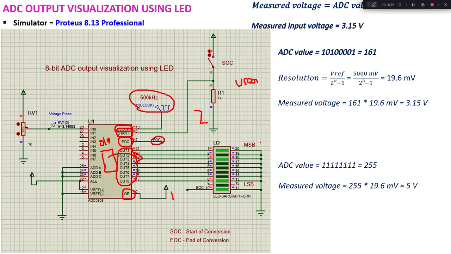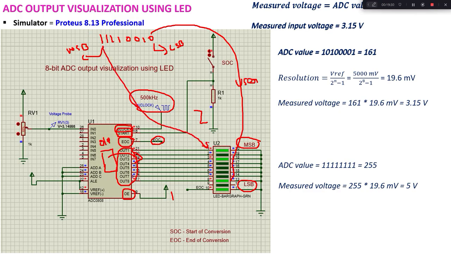This out1 will be the MSB data and out8 will be the LSB data. For example, if I take 1111 0010, some 8-bit pattern, this bit is your LSB and this bit is your MSB. LSB stands for least significant bit, MSB stands for most significant bit. So here you can see that this 0 will come in your LSB position and this 1 will come in your MSB position. So we can connect an LED array there to see the output.